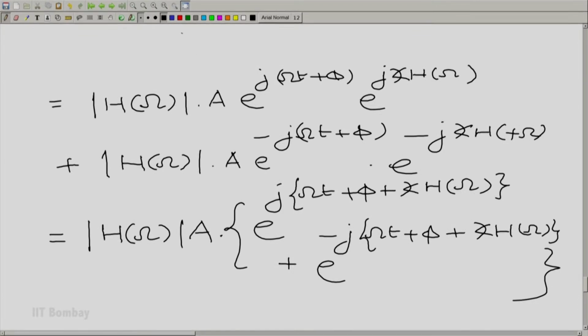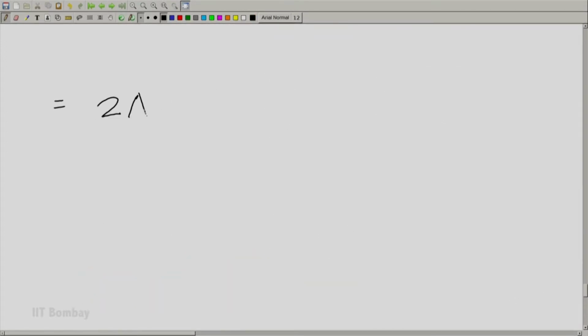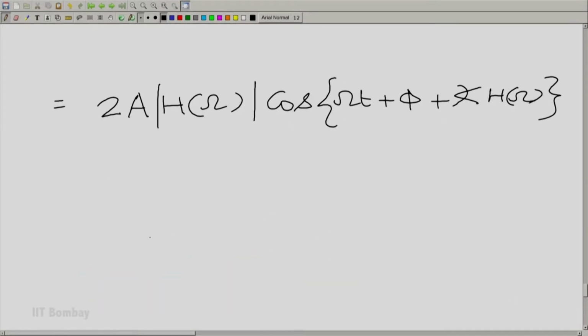Now, once again, notice something interesting. These are complex conjugates, and you can add them together and take only the real part left, twice the real part. And this gives a very beautiful interpretation. What has happened? We have seen the sinusoid go into the linear shift invariant stable system. It has come out as a sinusoid of the same angular frequency, but it has undergone a change of amplitude and a change of phase.